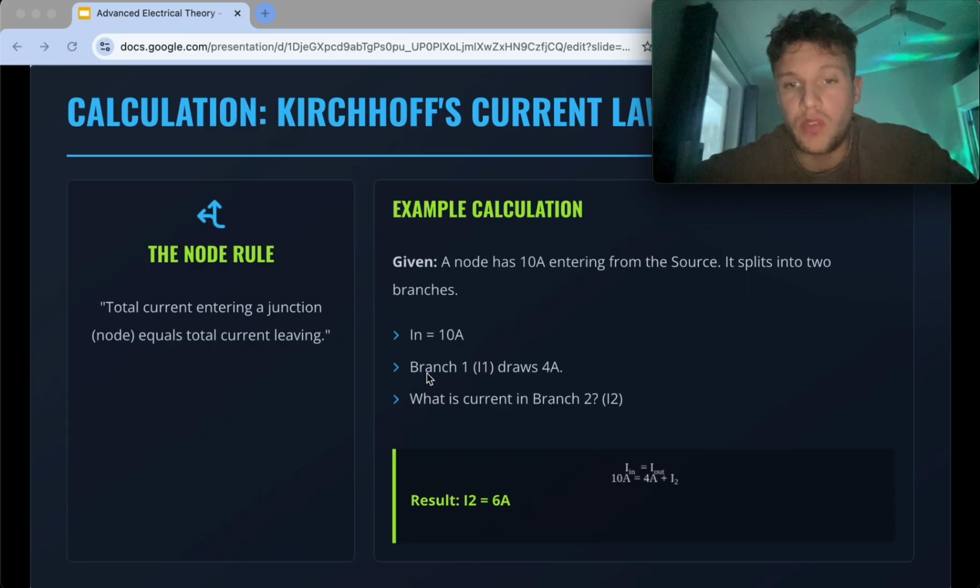Let's just say that branch 1 draws 4 amps. That just means that the second branch is going to have 6 amps, right? It's going to be the sum of them both, right? So what is the current in branch 2? It's going to be equal to 6 amps. 10 amps equals 4 amps plus whatever the remainder is.